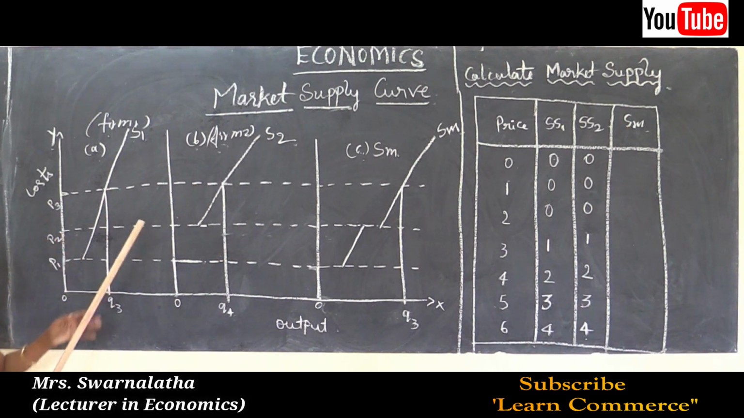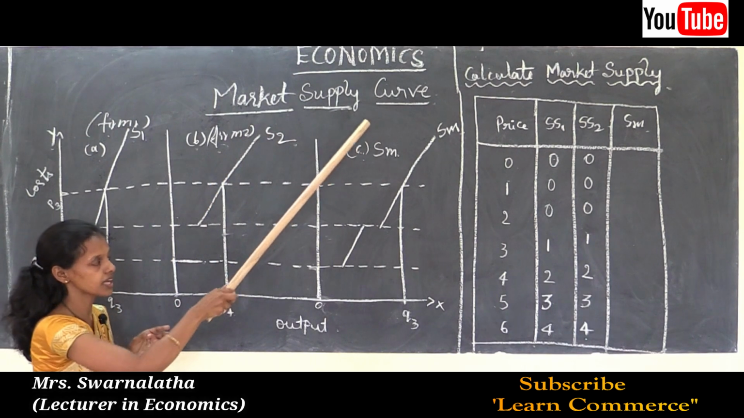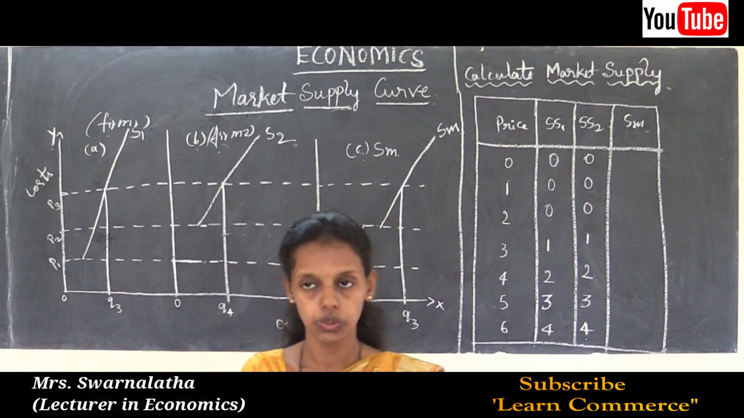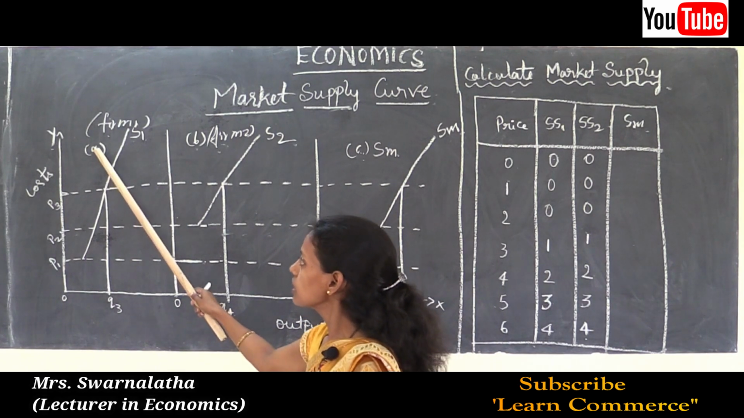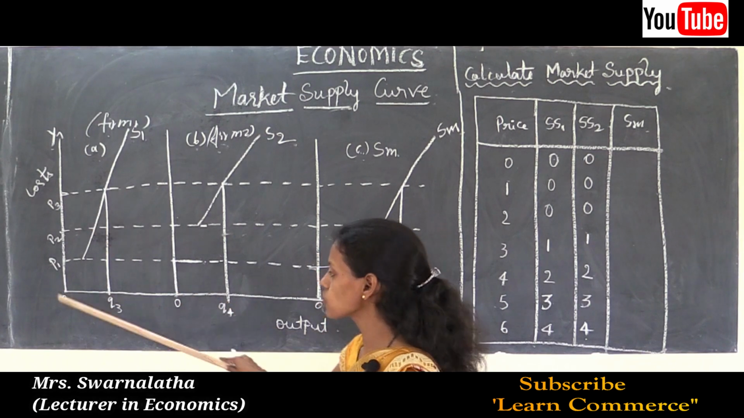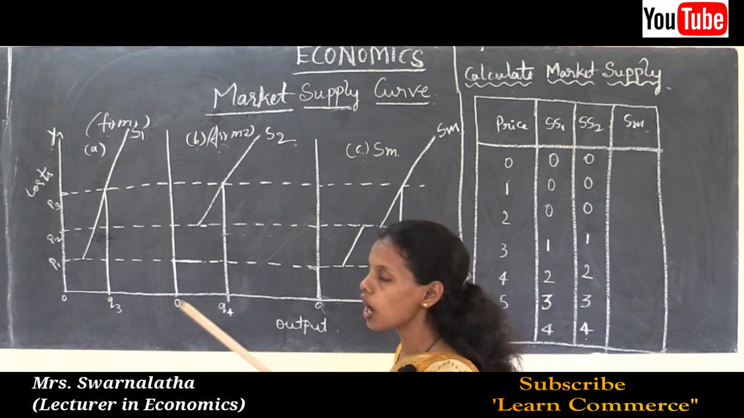What are the conditions in the market supply? There are some conditions to derive this market supply curve. So, let us see. In panel A, the y axis is cost and the x axis represents output.